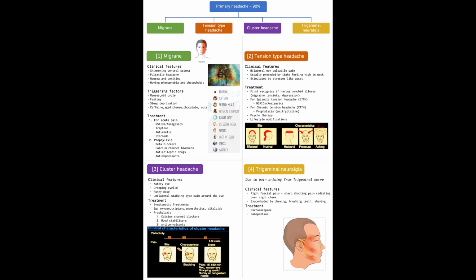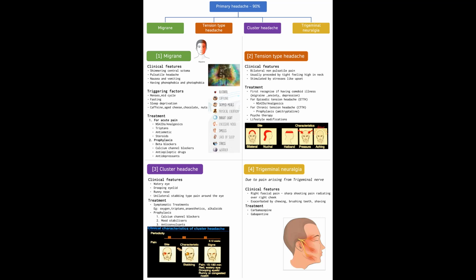Our second category is tension type headache. The clinical features are bilateral non-pulsatile pain, usually preceded by a tight feeling high in the neck. This is stimulated by stresses like being upset.